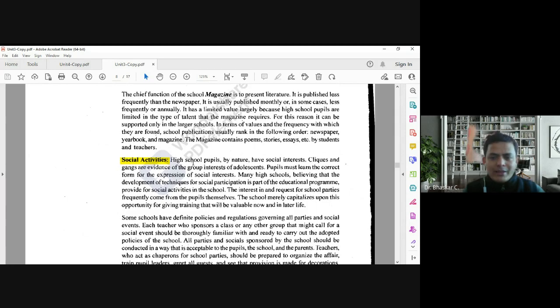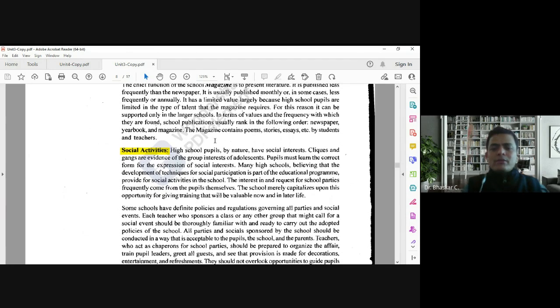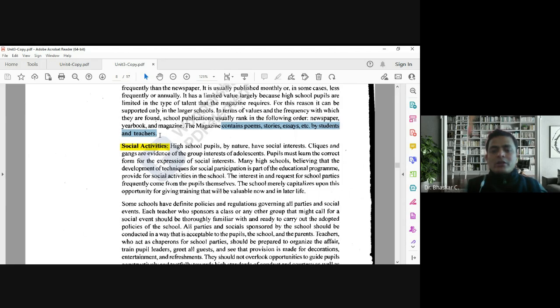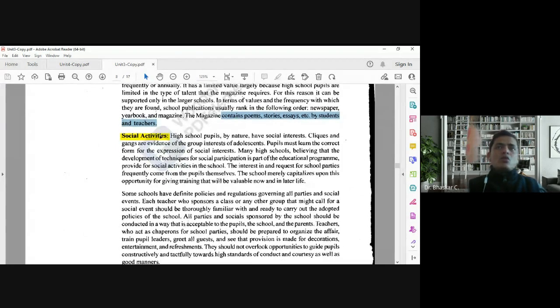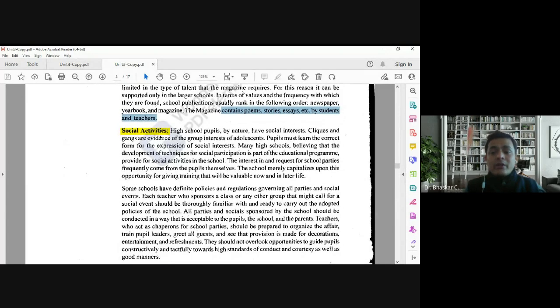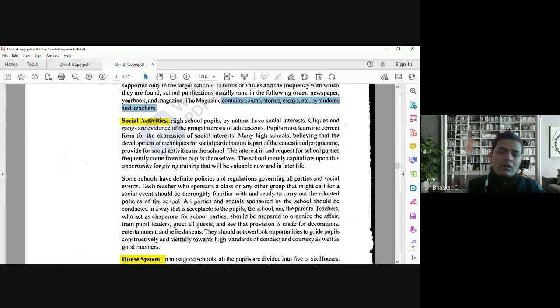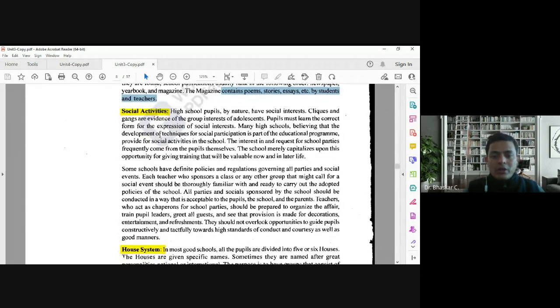In the school magazine also, what does it contain? The school magazine basically contains the poems, the stories, and the essays by the students as well as by the teachers. So that is the important point, that whenever I say that this is a school co-curricular activity, it doesn't mean that these co-curricular activities are for only the learners. They are for the learners as well as for the teachers also.